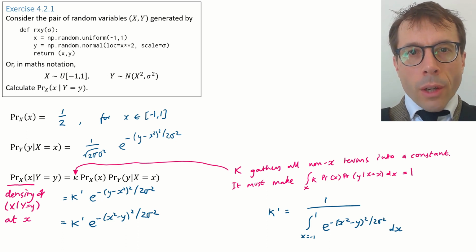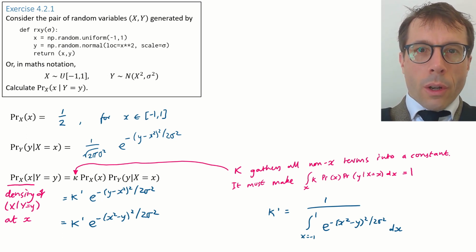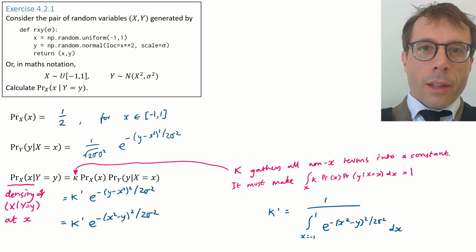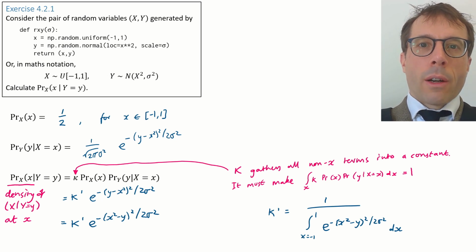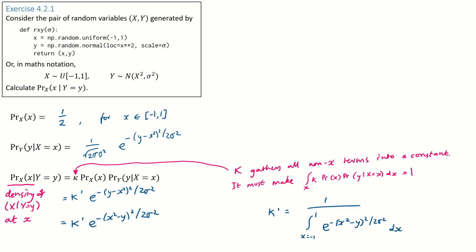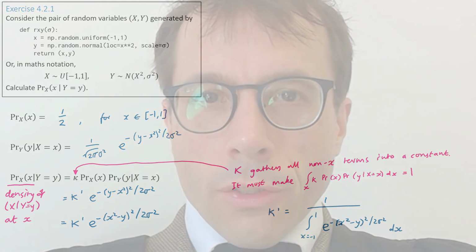In an exam, it's generally okay to leave your Bayes' rule answers with a constant and just to write down an integral like this to show that you know in principle how to find the constant. Next example, though, is one where we can actually find the constant.